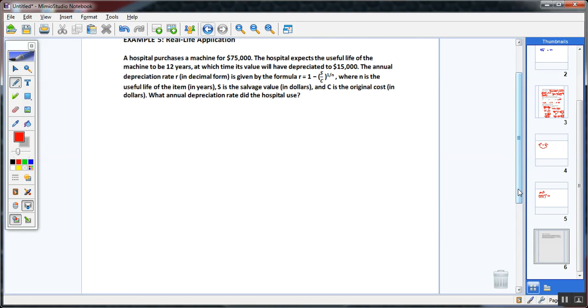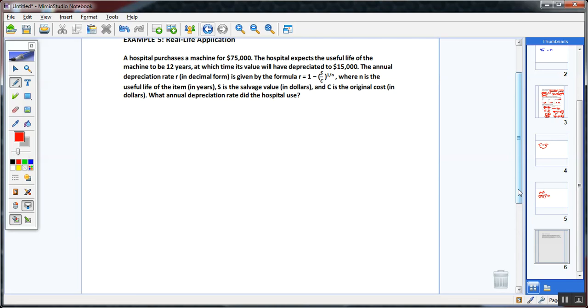A hospital purchases a machine for how much money? $75,000. That's like 2 vehicles. That's crazy. No wonder insurance costs are way high. The hospital expects the useful life of the machine to be what, kids? It says at which time its value will have a, what's this word mean?